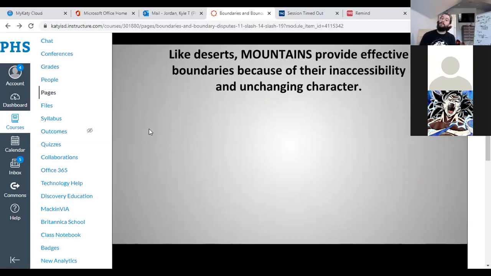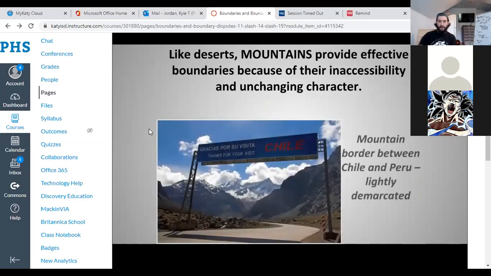Like desert, mountains provide effective borders because of their inaccessibility and unchanging character. Mountains change even less than the deserts, unless you have like a volcano that erupts and blows up a mountain or something like that. All right.